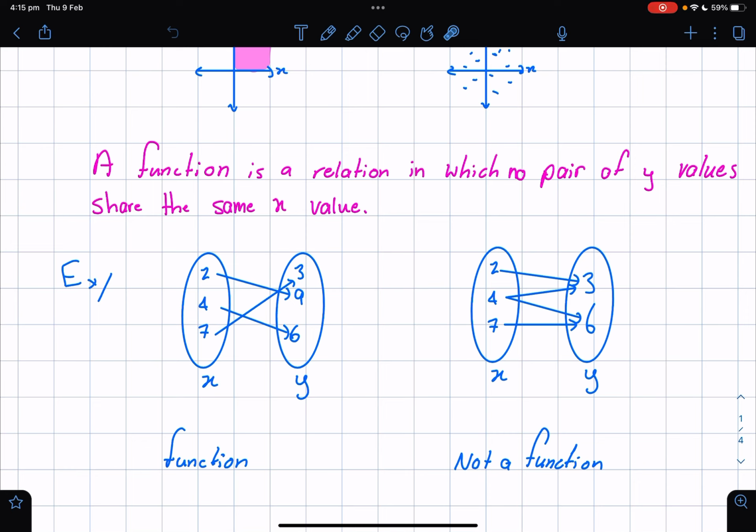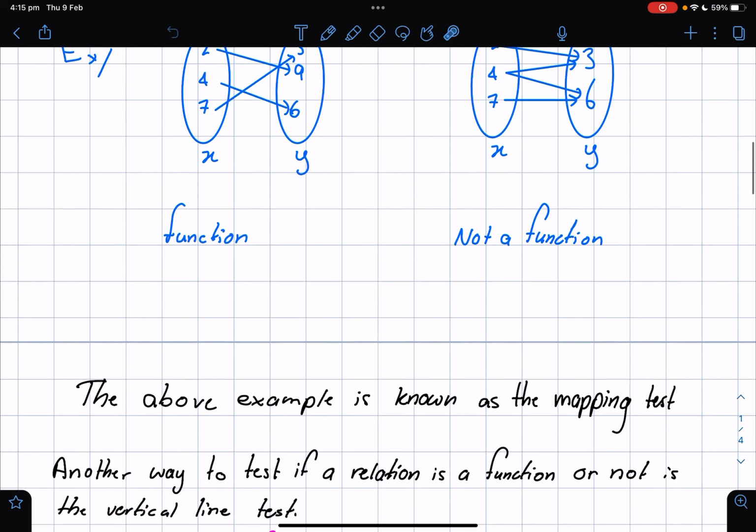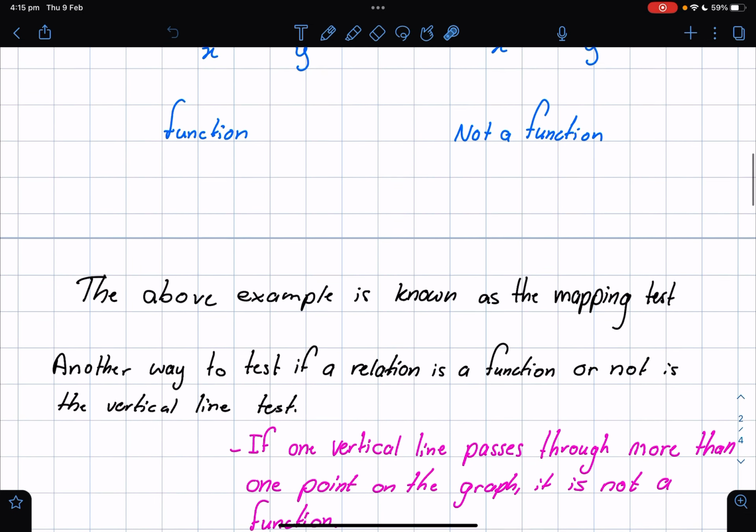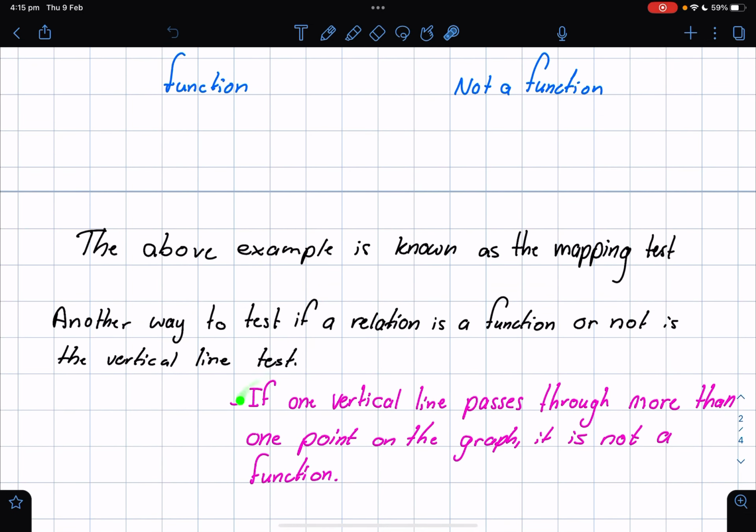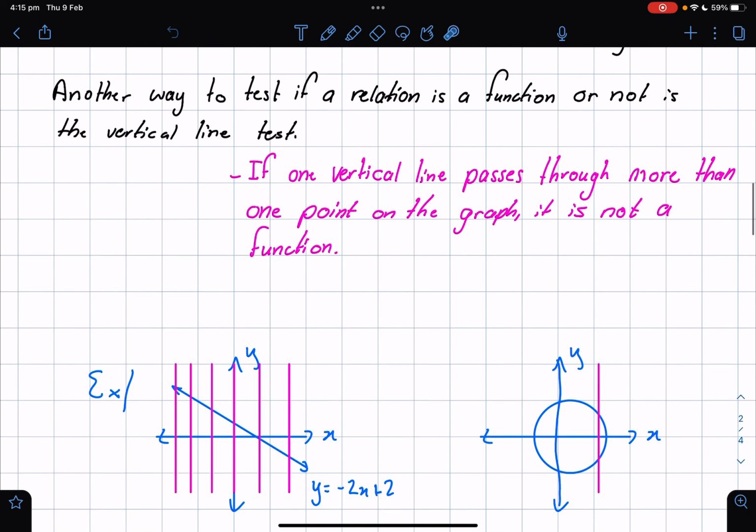Really simple mapping test, probably not often used, but we're going to show you and run you through the more commonly used method, and that is the vertical line test. So this test is basically if one vertical line passes through more than one point on the graph, it is not a function. So I have a few examples here.